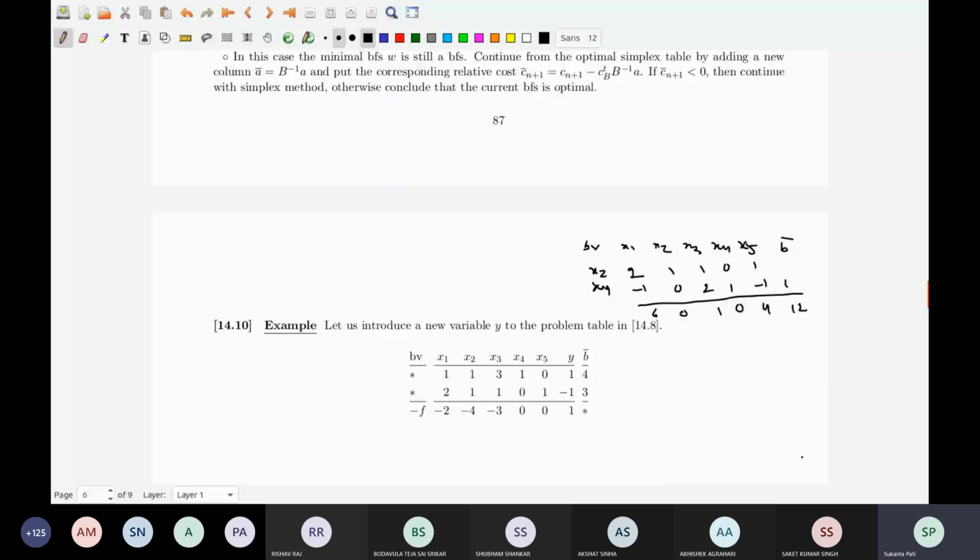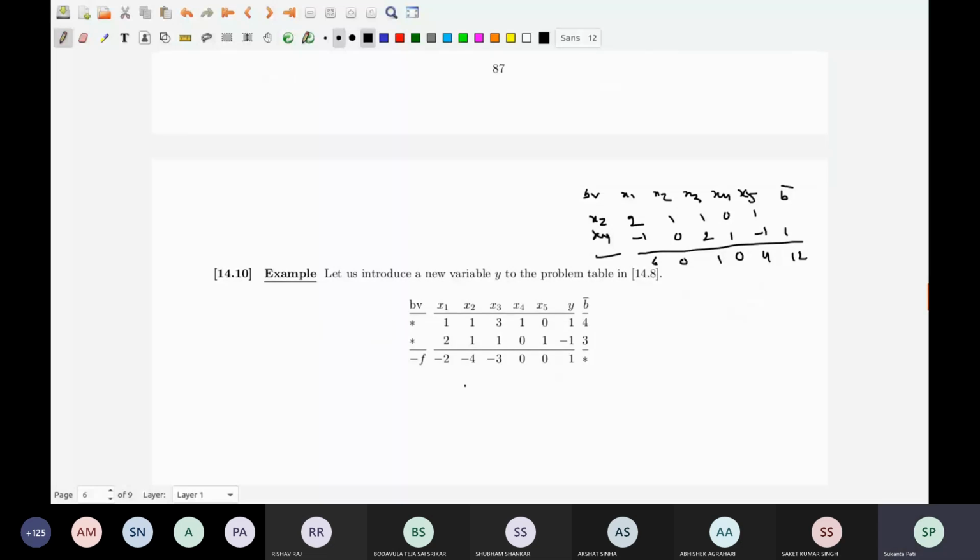Now the company changed the problem. But what do I realize? Earlier x2, x4 was the optimal basic variable. Now also if I take x2, x4 and try to compute the simplex table, I will get the same matrix. Because earlier this part of the matrix was the same. I mean this matrix 1 1 3 1 0 2 1 1 0 1 is present now also.